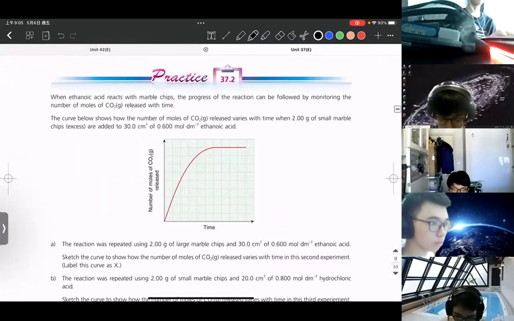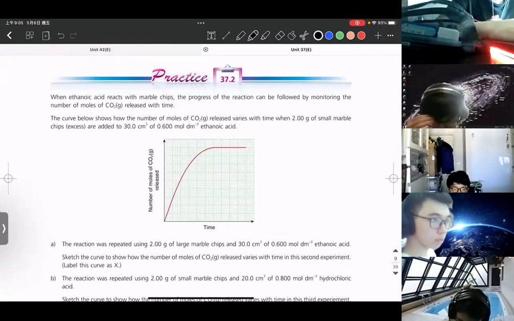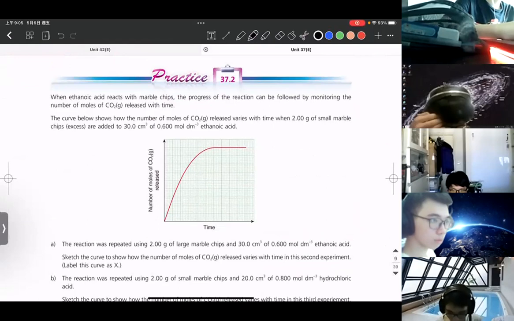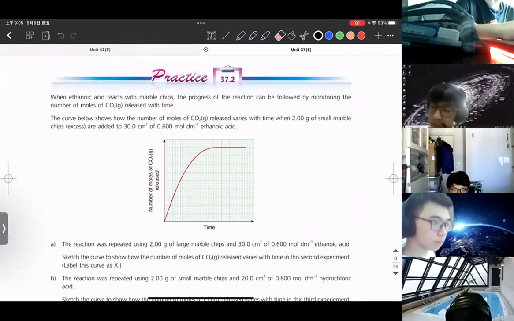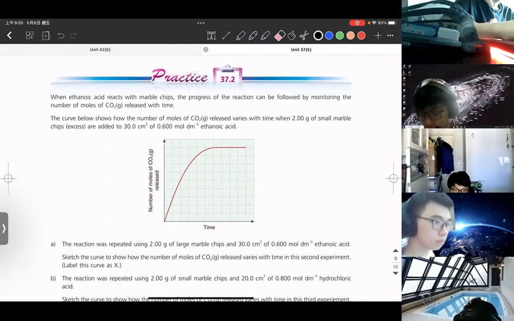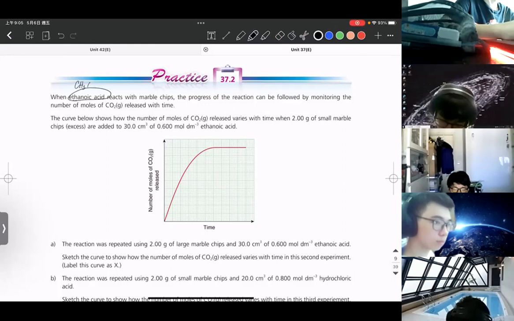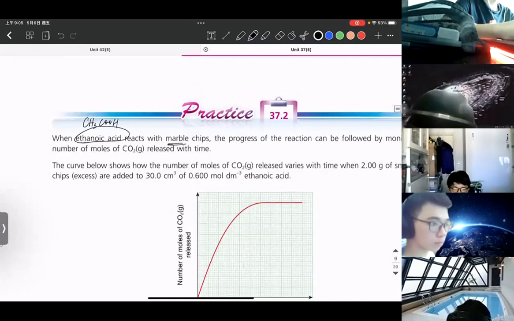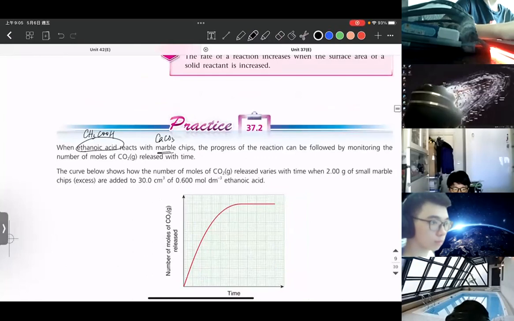How about this? Now we have two cases to be put, right? Try to base on this as a start and tell me what the curve should be like. When ethanoic acid reacts with marble, what is the formula of ethanoic acid? CH3COOH. Now, our important hint: it reacts with marble, and marble is calcium carbonate. The progress of reaction can be followed by monitoring the number of moles of CO2 released with time. So this is the dependent variable.